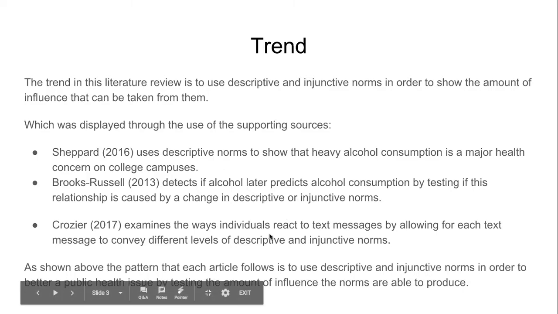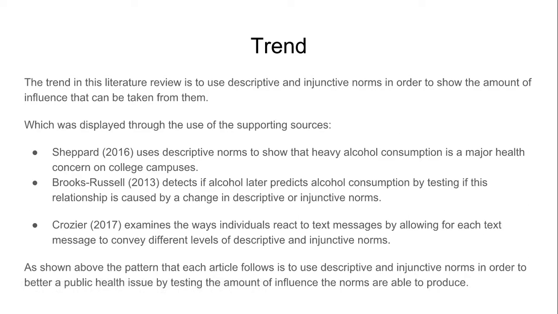My next one is Brooke Russell's 2013, and he detects if alcohol later predicts alcohol consumption by testing the relationship caused by a change in descriptive and injunctive norms. Brooke Russell actually shows this as he looks at the parents, seeing if the parents were alcohol users in order to determine if the kids are going to be alcohol users in their future. The third one is Kozier 2017, and he's able to examine individuals by sending text messages, allowing each text message to convey a different level of descriptive and injunctive norm in order to determine which one's more influential.